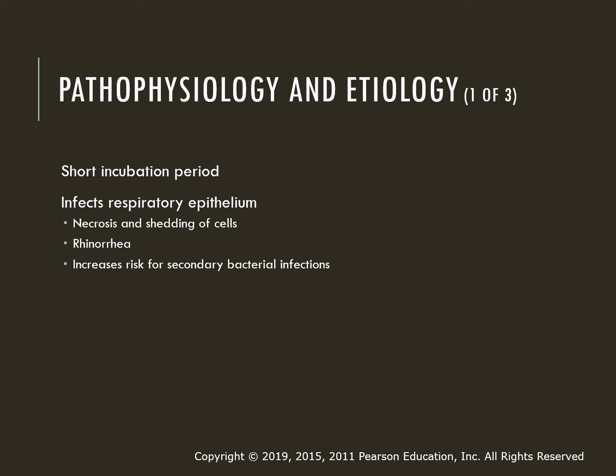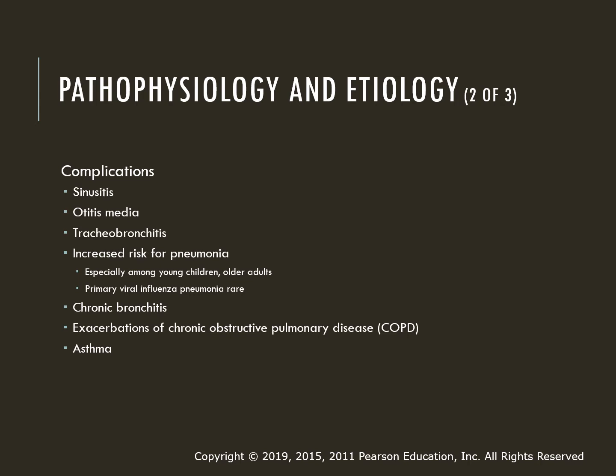The respiratory epithelial necrosis caused by influenza increases the risk for secondary bacterial infections. Sinusitis and otitis media, which is ear infection, are frequent complications of influenza. Tracheobronchitis, which is inflammation of the trachea and bronchi, may develop. Although tracheobronchitis is not a serious health risk, the manifestations may persist for up to 3 weeks, and you just cough and cough. It's actually just very irritating.